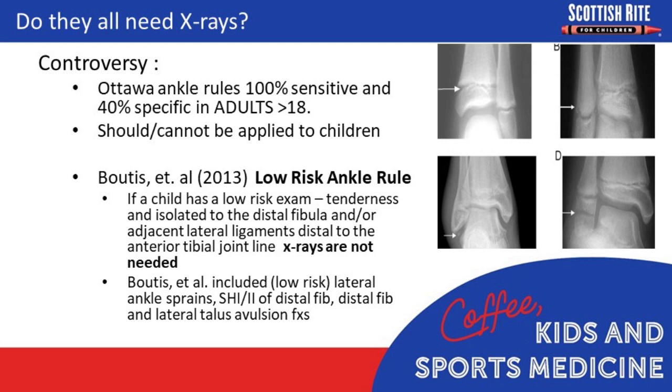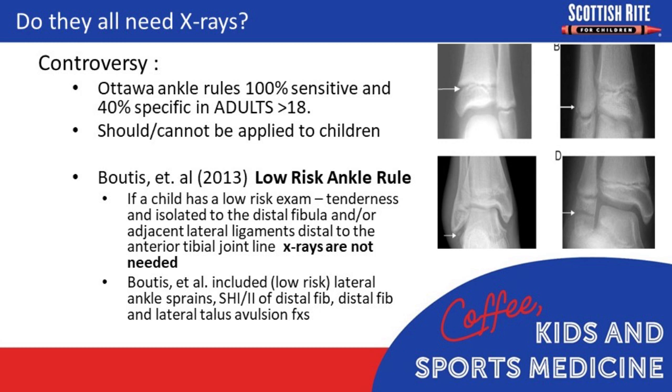Her paper, which was a landmark at the time, said if a child has a low-risk exam, which basically means tenderness at the distal fibula or the adjacent lateral ligaments to the anterior tibial joint line, here, that x-rays are not needed. She basically delineated that lateral ankle sprains, Salter-Harris 1 and 2 fractures of the distal fibula and lateral talus avulsion injuries did not need x-rays. And I don't necessarily agree with that paper, and I will tell you why.